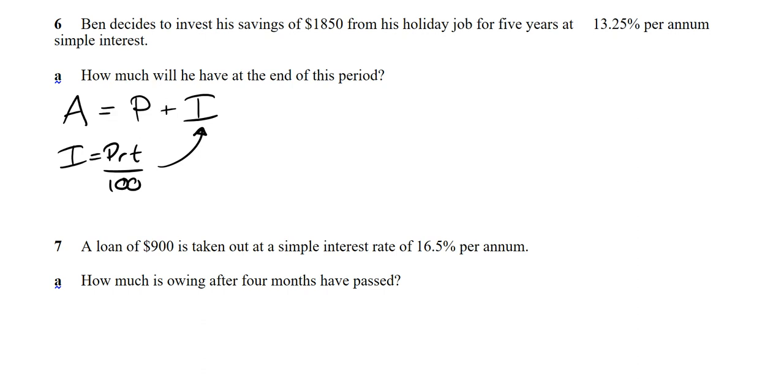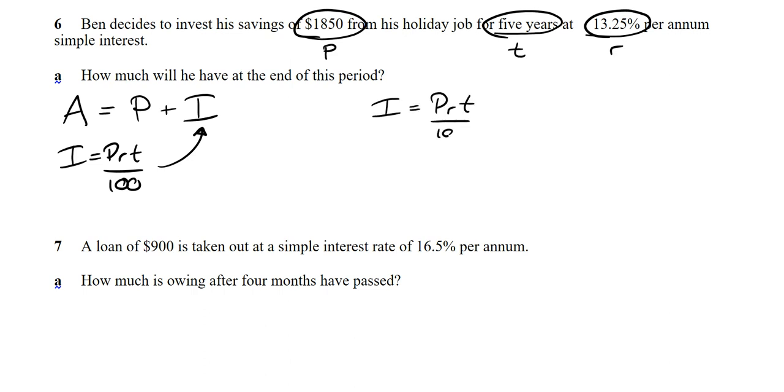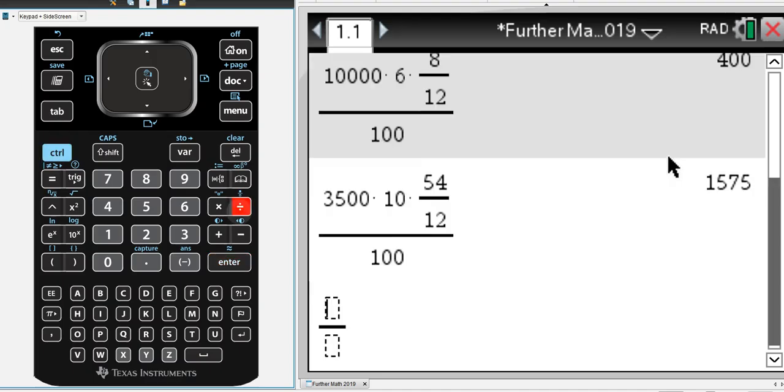So let's have a look at Ben's investment. Here's his principal, $1,850. He's investing for 5 years, that's a T, and the rate is 13.25% per annum. We want to know how much he will have at the end of this period, so I could first work out the interest, I equals PRT over 100, which is 1850 times 13.25 times 5 over 100. I'll go to my calculator and put that in.